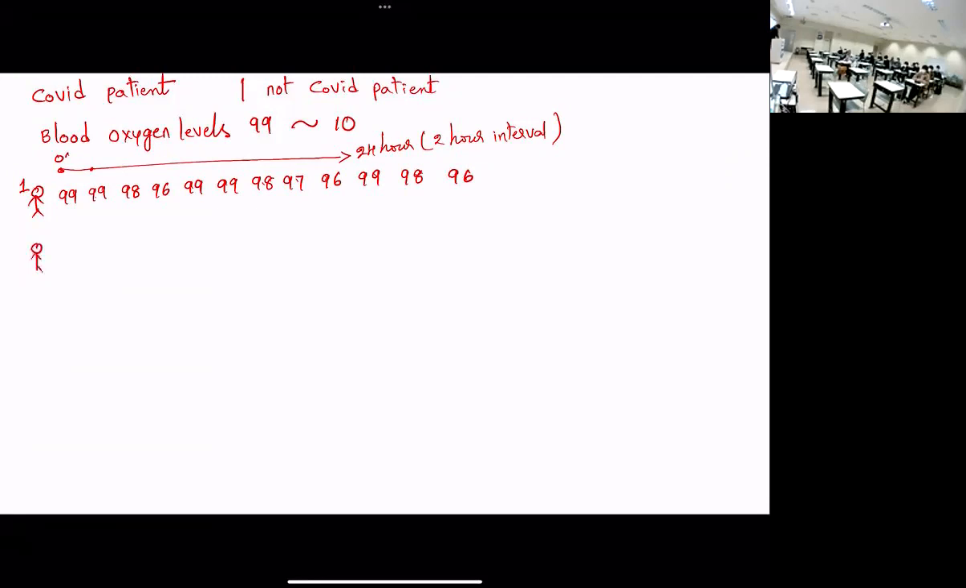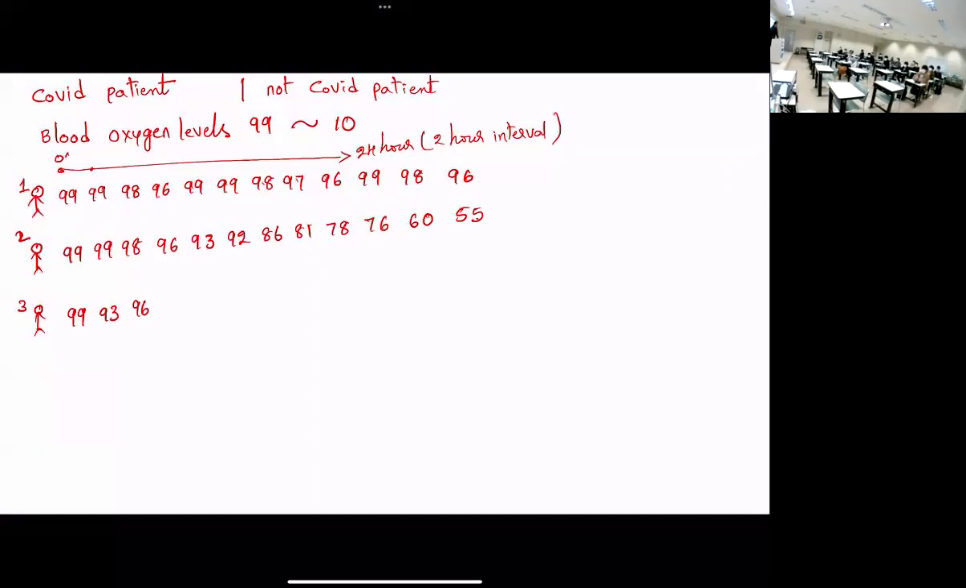Now there is one more patient. He is patient 2. I am taking patient 3. Someone tell me some random values. 93. Next. Fast. 90. 96.